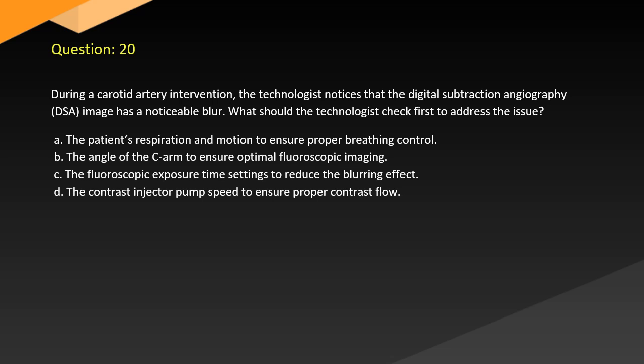Question 20. During a carotid artery intervention, the technologist notices that the digital subtraction angiography (DSA) image has a noticeable blur. What should the technologist check first to address the issue? A. The patient's respiration and motion to ensure proper breathing control. B. The angle of the C-arm to ensure optimal fluoroscopic imaging. C. The fluoroscopic exposure time settings to reduce the blurring effect. D. The contrast injector pump speed to ensure proper contrast flow.